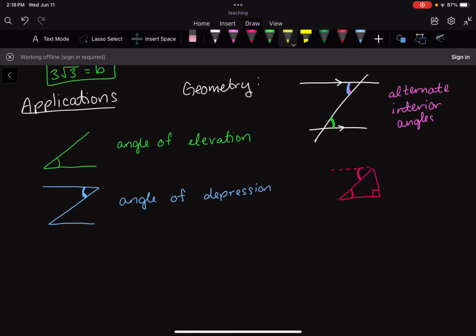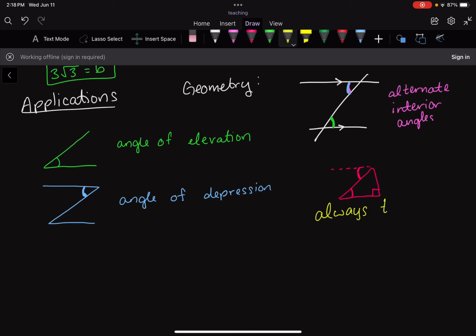So I'll maybe make a point to say that: always touch horizontal. I ran out of space.